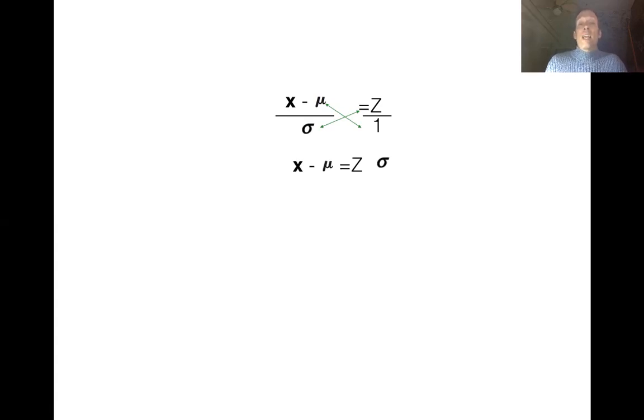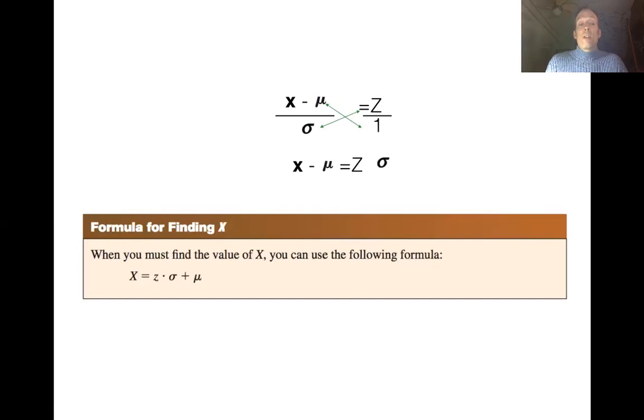So if I isolate X, what I'm going to find is that X is equal to Z times sigma plus mu. And this is a shortcut formula that we can use anytime we have a question where we get the area first, and we need to find the X value that matches that area. This will be our new shortcut formula.